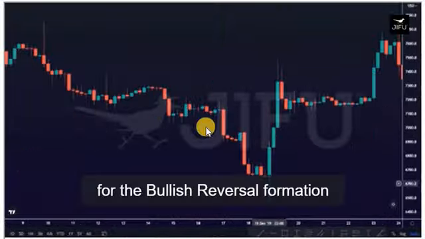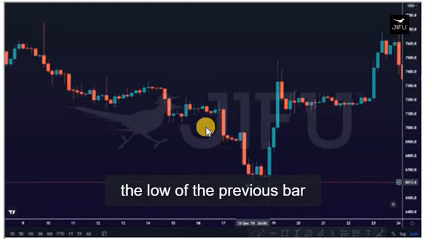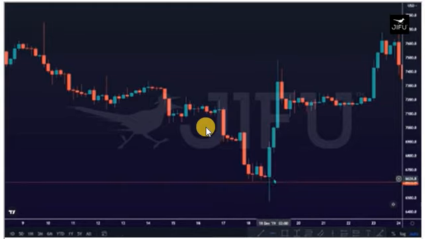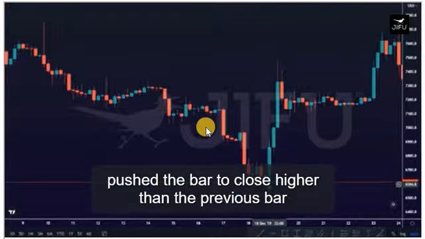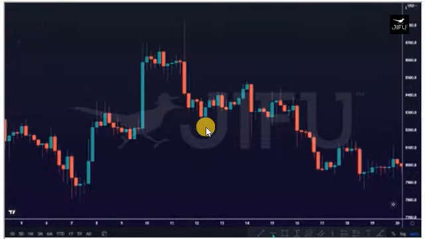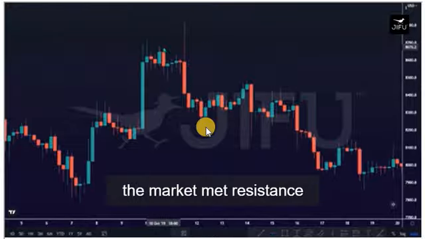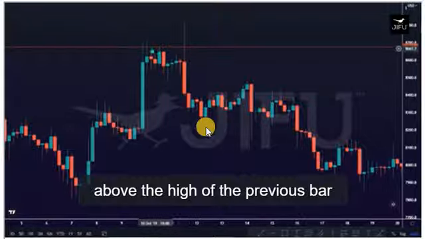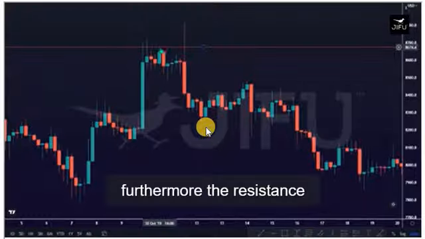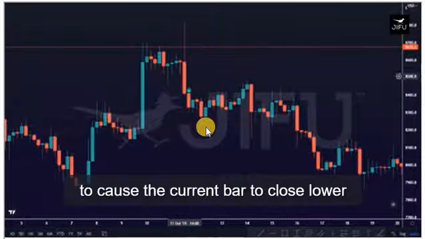For the bullish reversal formation, the market found support below the low of the previous bar. The support pushed the bar to close higher than the previous bar. This thus suggests a possible bullish reversal. While for the bearish pattern, the market met resistance above the high of the previous bar. Furthermore, the resistance was powerful enough to cause the current bar to close lower.